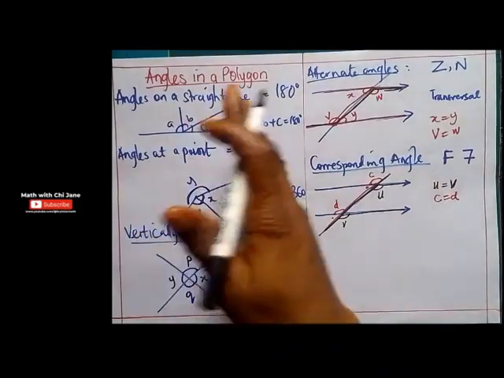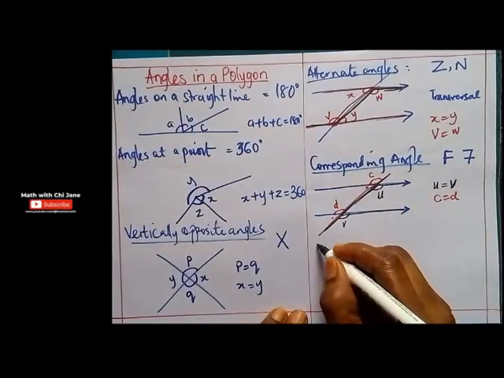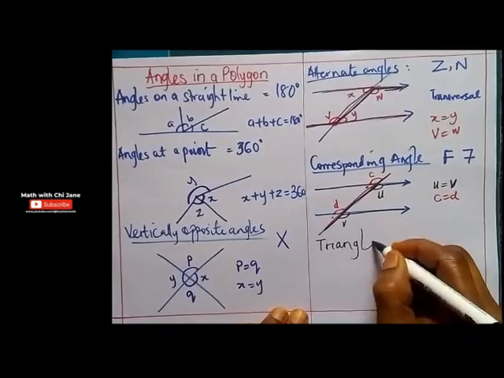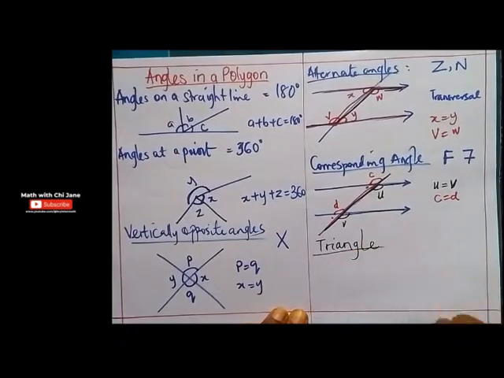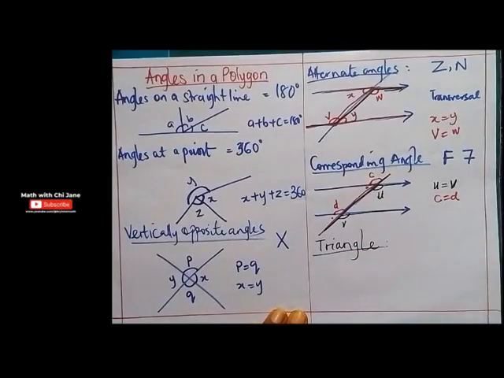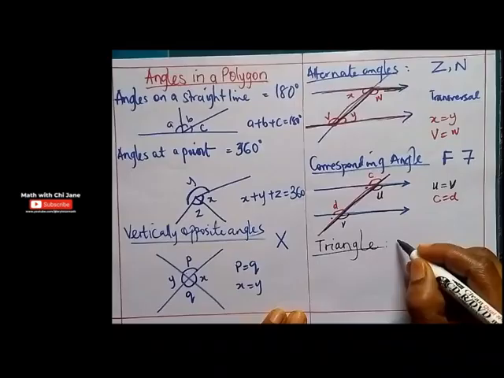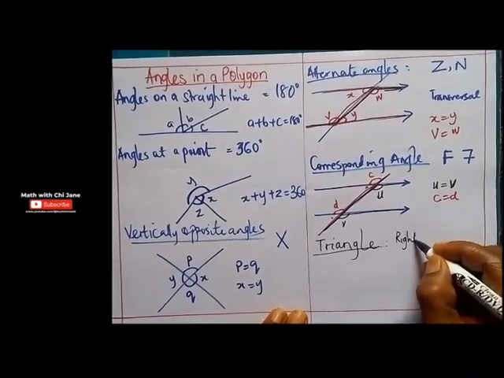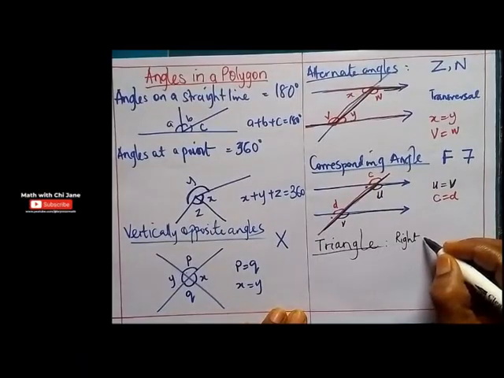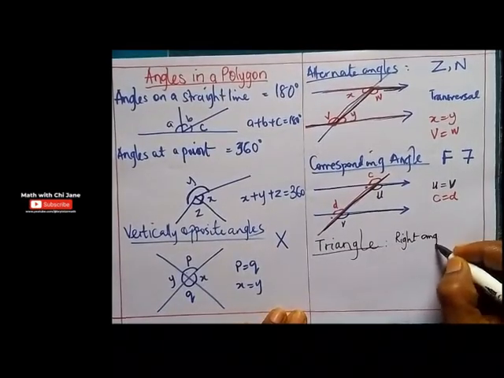Of course, we're talking about angles in a polygon. So this is a triangle. A triangle is a shape that has 3 sides and 3 angles. Now the different types of triangle, we have the right angle triangle. This right angle triangle has only one angle equal to 90 degrees.